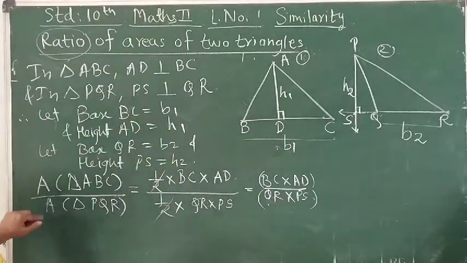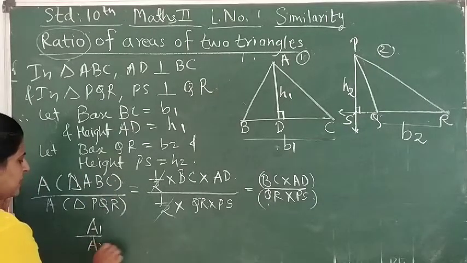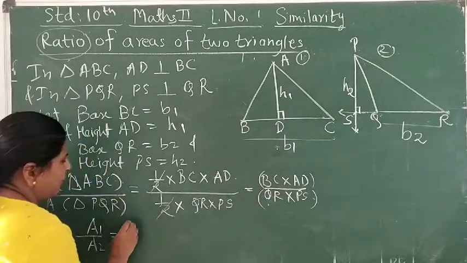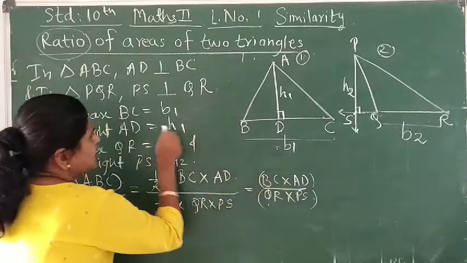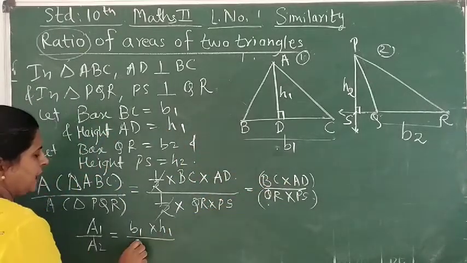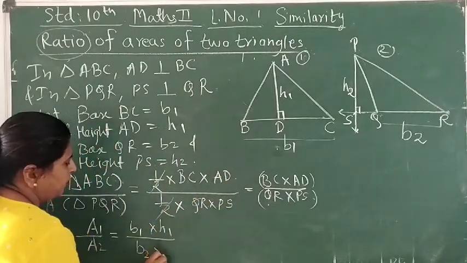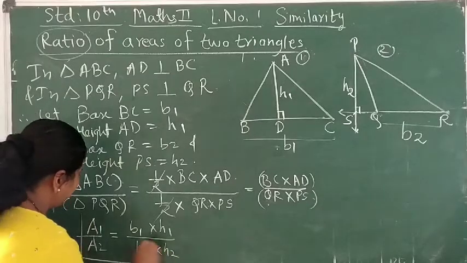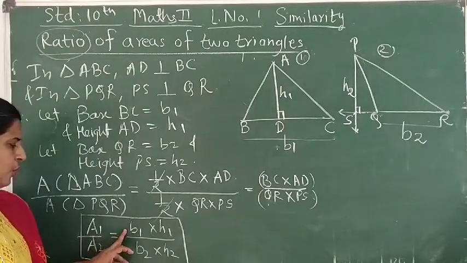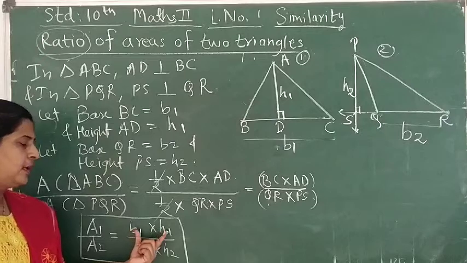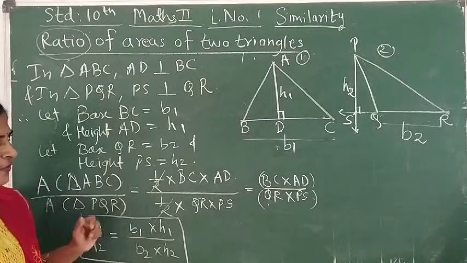So if you mention the area of the first triangle as A1, and the area of the second triangle as A2, it can be written as the product of base 1 into height 1. BC is B1 and AD is H1. So product of base 1 into height 1. And here QR is what? B2 and PS is H2. B2 into H2. So we have got this first property, that the ratio of areas of two triangles is equal to the ratio of products of their bases and corresponding heights. This is the first property we have got.